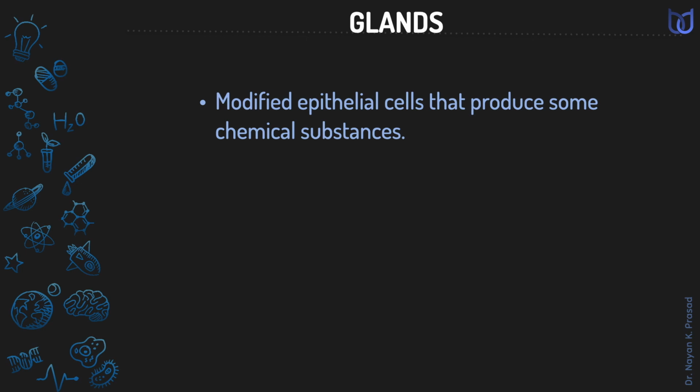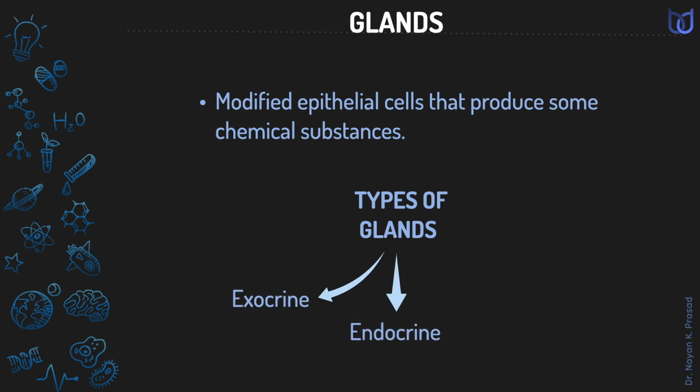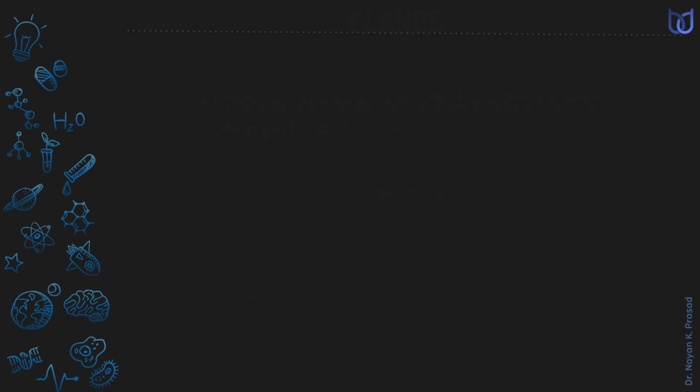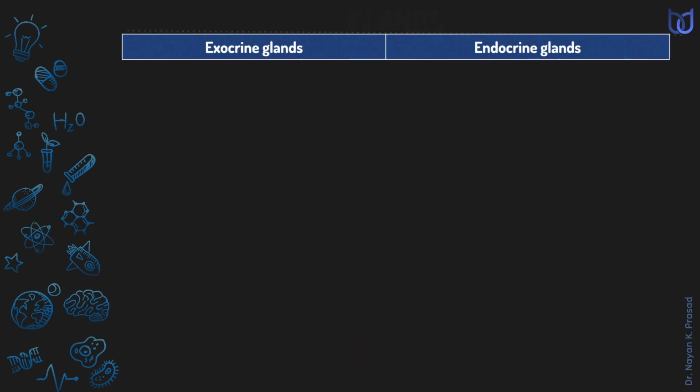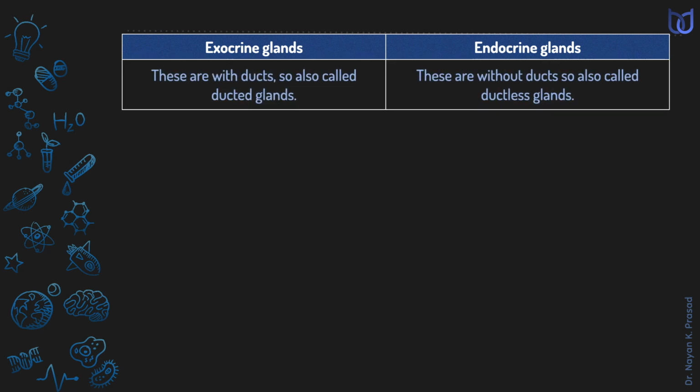According to the presence or absence of ducts, glands are of two main types. These are exocrine glands and endocrine glands. However, some glands having both exocrine and endocrine parts are called heterocrine or mixed glands. Let us first talk about the differences between exocrine and endocrine glands. Exocrine glands are with ducts, and so they are also called ducted glands. However, endocrine glands are without ducts, so they are called ductless glands.